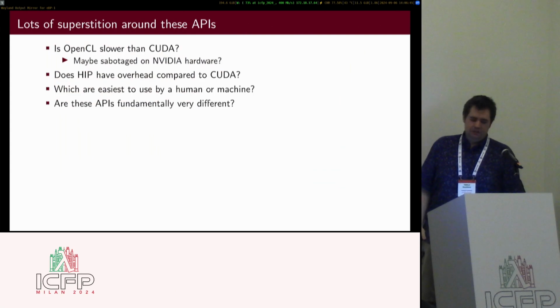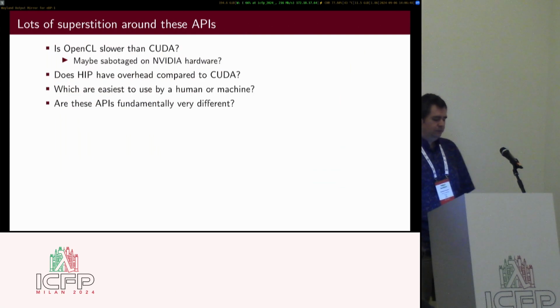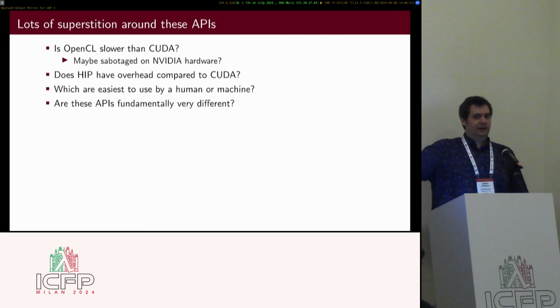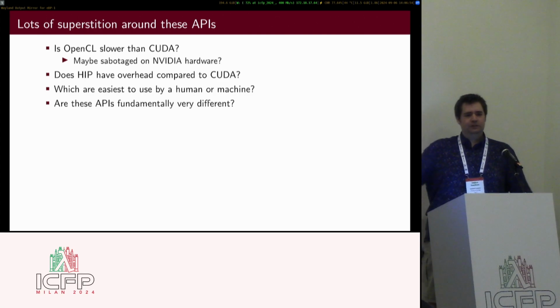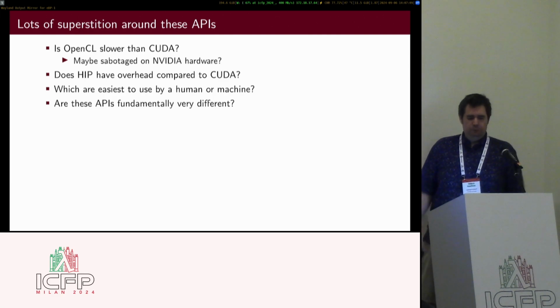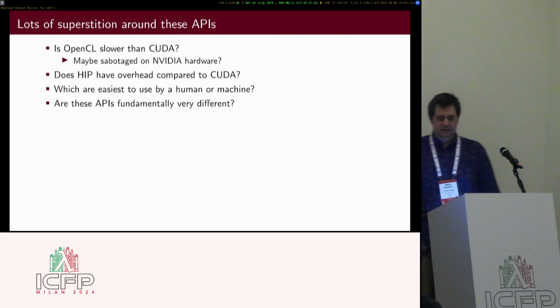There's a lot of superstition around these APIs. For example, OpenCL has this reputation for being slower than CUDA. Maybe NVIDIA's implementation is even sabotaged to be artificially slower, because of course NVIDIA, as the big evil company, wants that proprietary API to work out. There's lots of suspicion about that. Is it true? Who knows? Does HIP have any overhead compared to CUDA? Well, who knows? Which are easiest to use, and are there any real fundamental differences between these APIs?